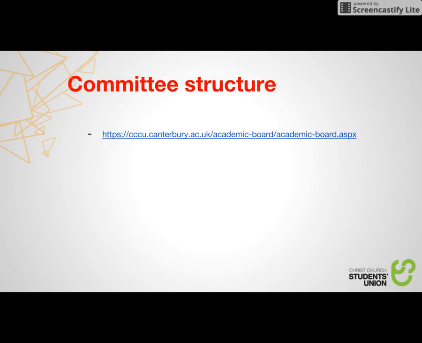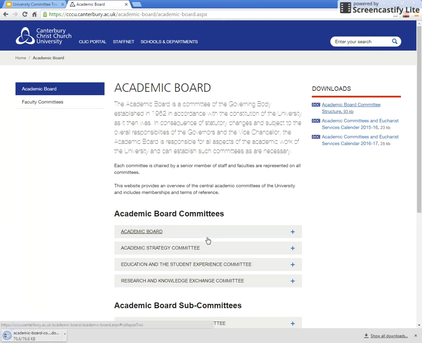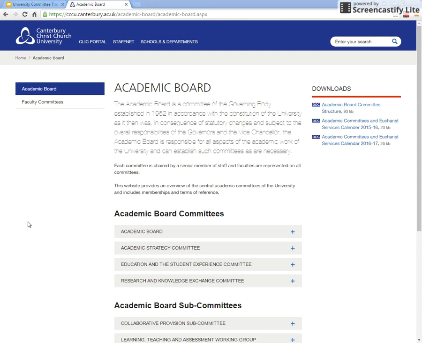So let's begin. First of all, the committee structure. You can find this on the university website by either looking for it or by clicking this link. And the academic structure is over here in this document. It will download and you will be able to see the structure of the decision making process that the university has.